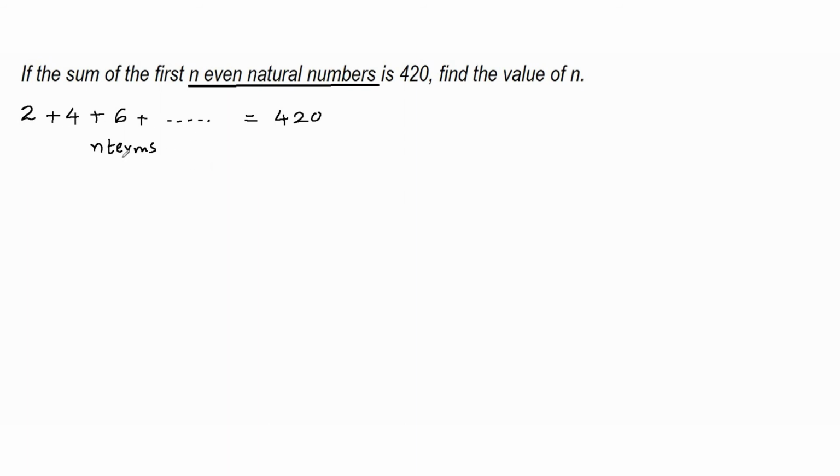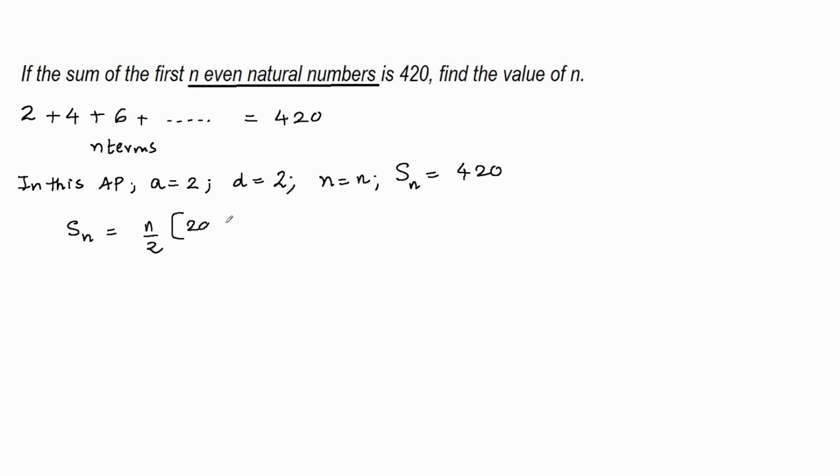So now again this constitutes an AP. In this particular AP, the first term is a, so a is equal to 2 here. The common difference, the difference between any two consecutive terms, is 2. And the number of terms is n. And it is given that the sum of the terms, that is Sn, is equal to 420. So Sn is given by n by 2 times 2a plus n minus 1 times d.